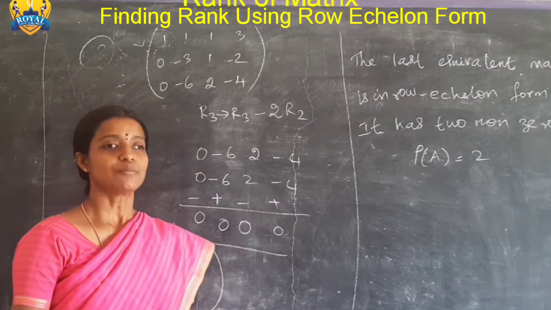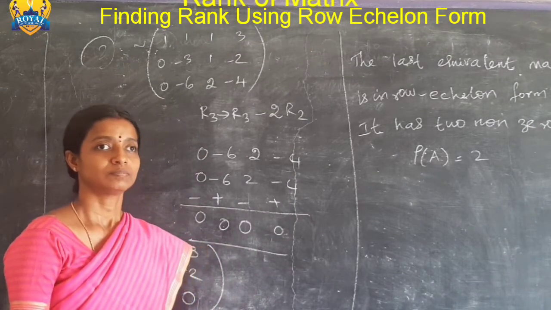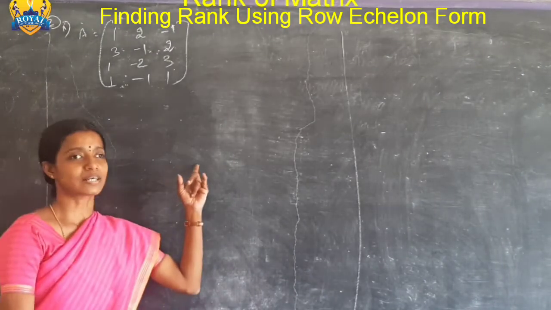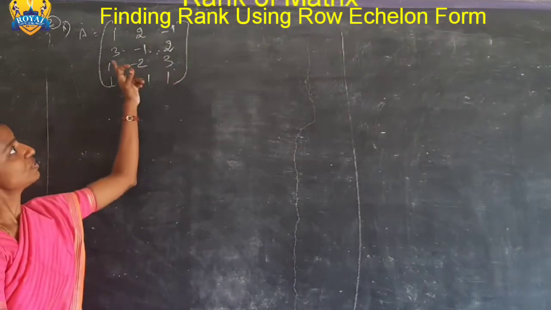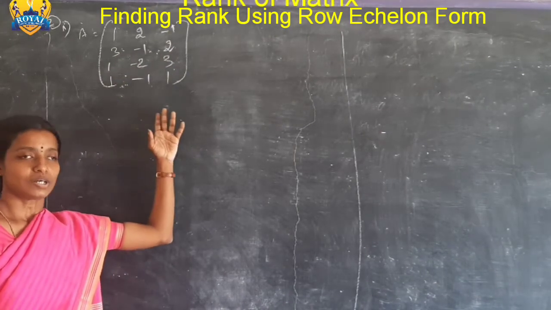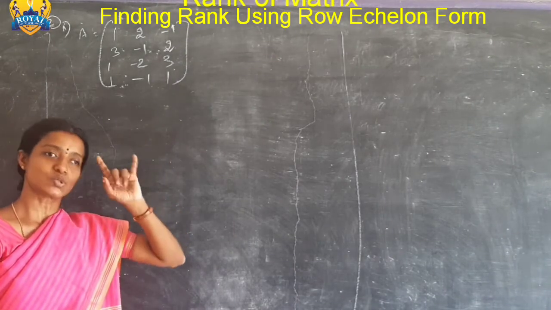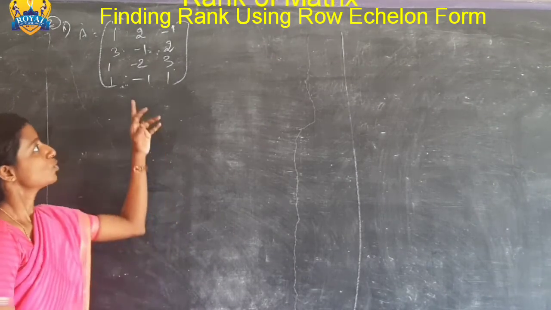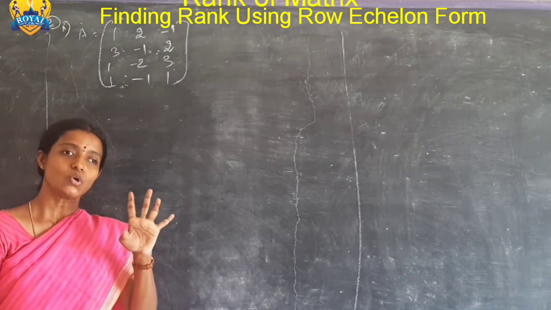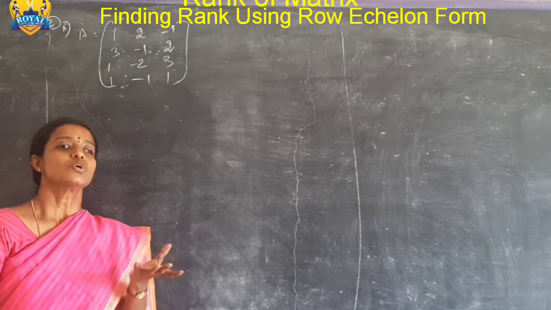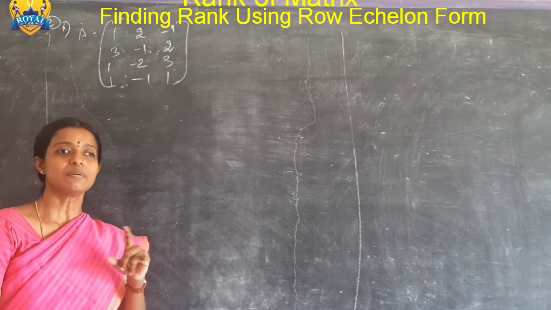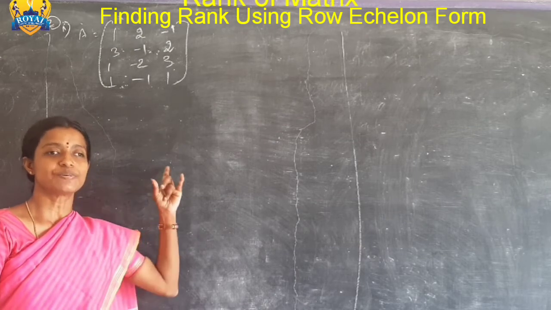Shall we proceed on with the second problem? Students, now let us get into the second problem. The matrix is 1, 2, minus 1; 3, minus 1, 2; 1, minus 2, 3; 1, minus 1, 1. Here also we don't have a square matrix. I have 4 rows and 3 columns. My rank of A should be at most the minimum of 4 and 3, so it should be equal to 3 or less than 3.